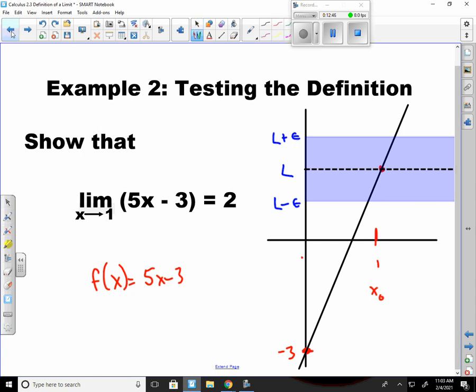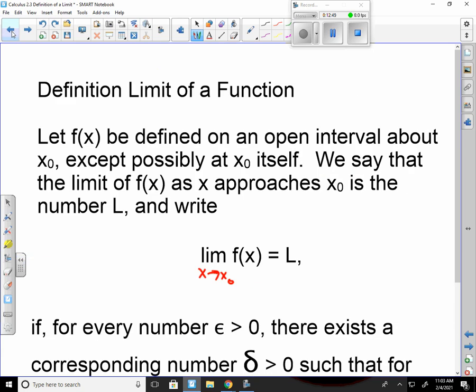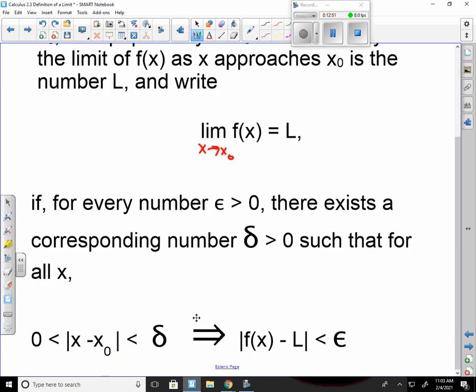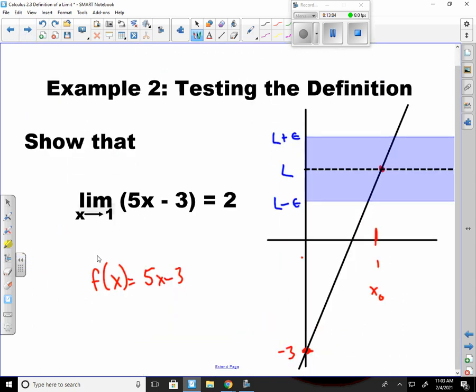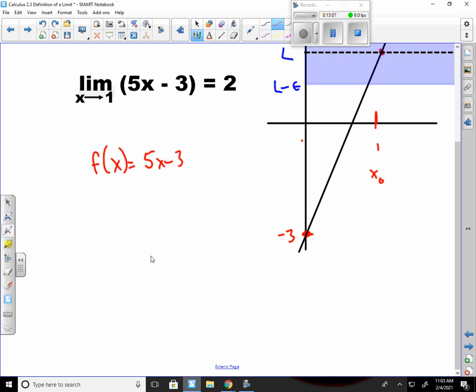If we look back at our definition from yesterday, it said that our delta had to be greater than the absolute value of x minus x naught, which is greater than 0. So we need to set it up so that we have 0 less than, and then delta in the middle. Our x naught is 1, and so it's the absolute value of x minus 1.